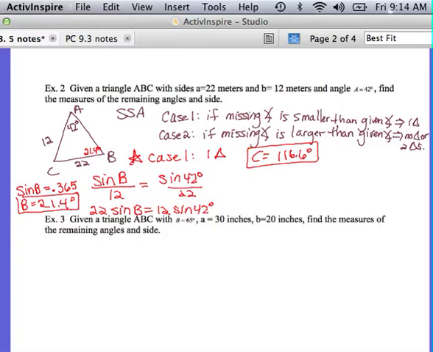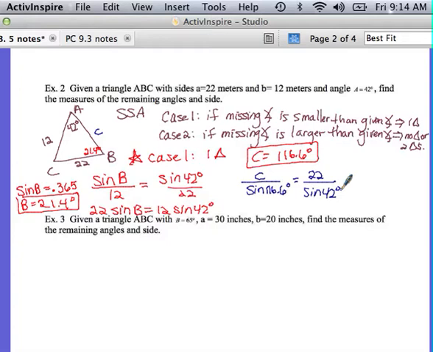Then the only other thing we need to find is side C. So I have C over the sine of 116.6 degrees equals 22 over the sine of 42 degrees. I want you to notice in this example, with my first law of sines, I had sine B on the top because that's what was unknown. In the second one, my side C was the unknown, and so I flipped it to my purpose. It doesn't matter though. I could always put the side on top every time and it'll still work.